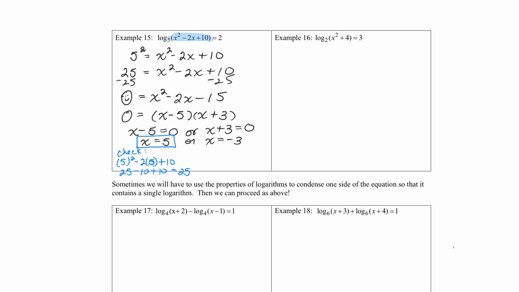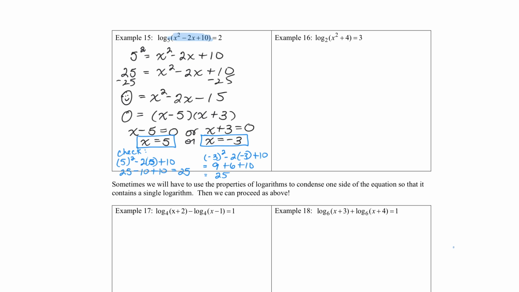And now I must do the same for x equals negative 3. So my check there is negative 3 squared minus 2 times negative 3 plus 10. This is equal to 9 plus 6 plus 10, which is equal to 25. And so x equals negative 3 is also a valid solution. So it's not a question of whether or not your proposed solutions are positive. It's a question of whether or not the argument to the logarithm in the original equation is positive after substitution of your proposed solutions. So just be careful with that idea, okay?